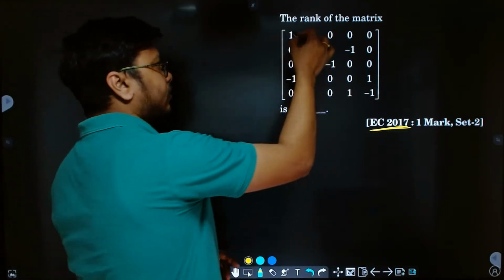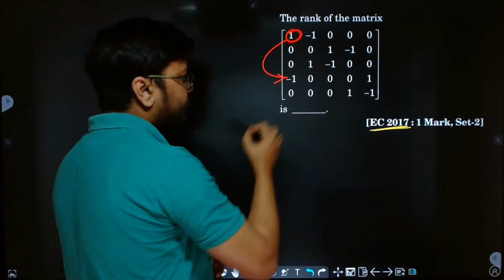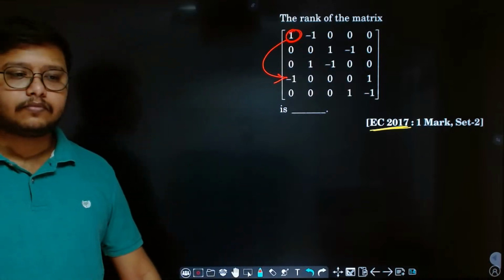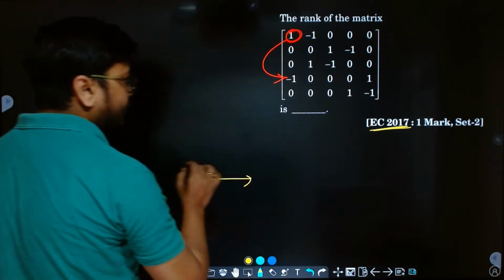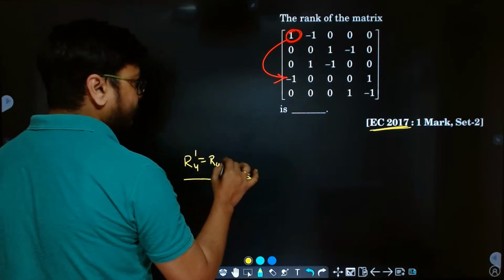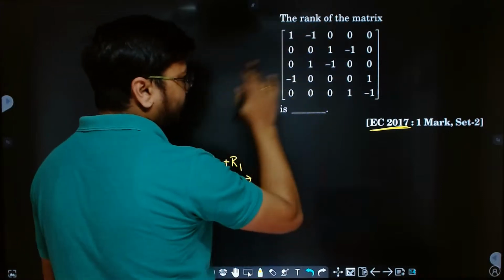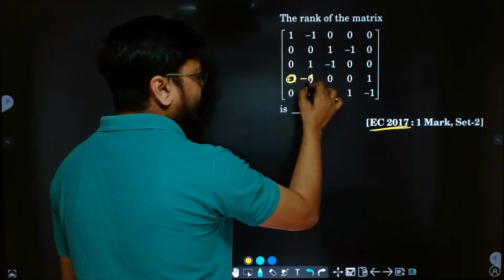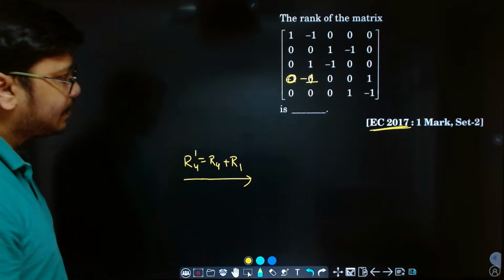Just use this one to make things below it fully 0. You just have to make this position 0. That's it. So I will solve as you are also solving. So first we'll be doing R4 dash equals R4 plus R1. I'll just do the changes right over here. That will make this position 0. This position minus 1. This will remain 0. This will remain 0. This will remain 1. So this is the change that will happen.